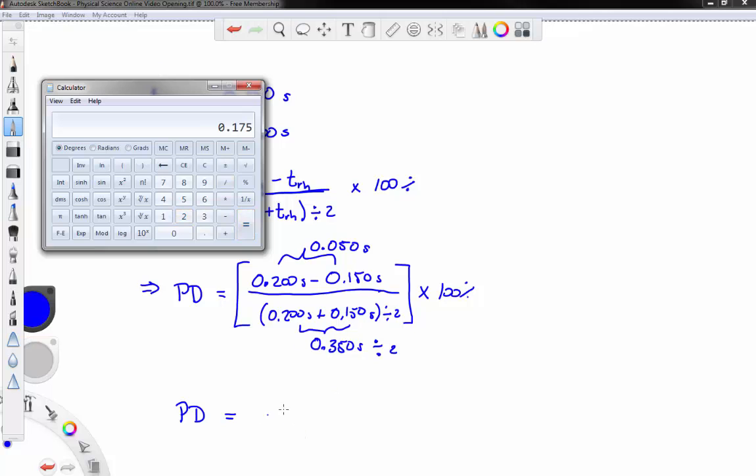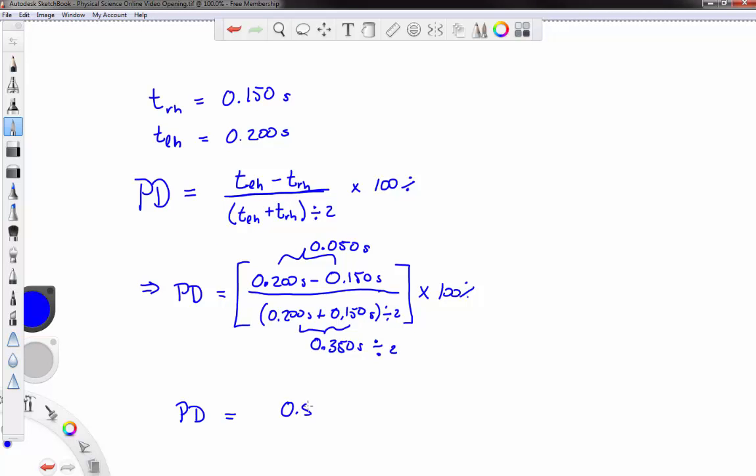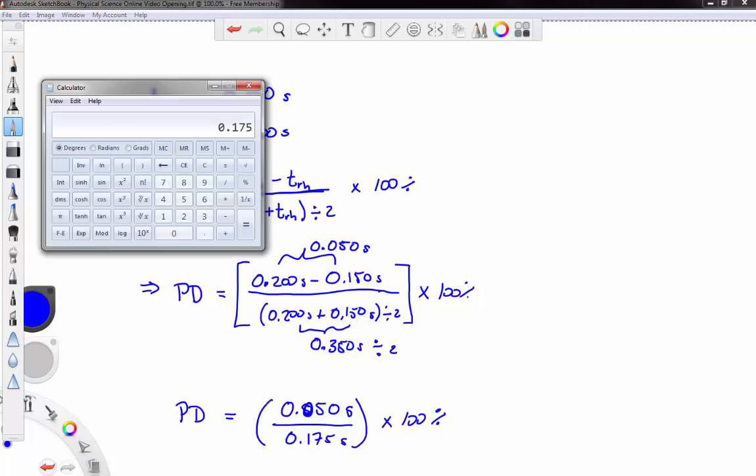Alright, so the percent difference at this point says 0.050 seconds divided by 0.175 seconds. And then that is times 100%. So now we pull open the calculator. One way of doing this is if I put the 1 over x, that's like dividing 1 by this number, and then we can multiply by the numerator, 0.05. So this is the same answer that you'd get if you put 0.05 and just divided by that 0.175.